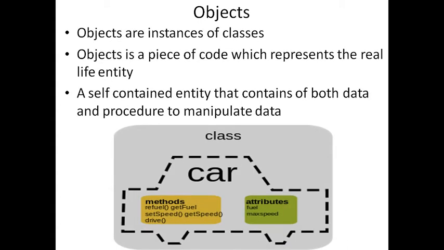Then, the definitions of objects. Objects are instances of classes. An object is a piece of code which represents the real life entity. It is a self-contained entity that consists of both data and procedures to manipulate the data. These three are the definitions of objects.